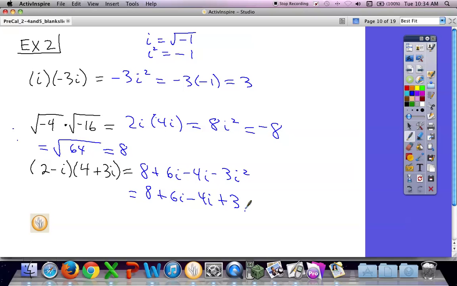Okay, now you can combine the real parts, combine the imaginary parts. 8 plus 3, 11, and plus 2i.